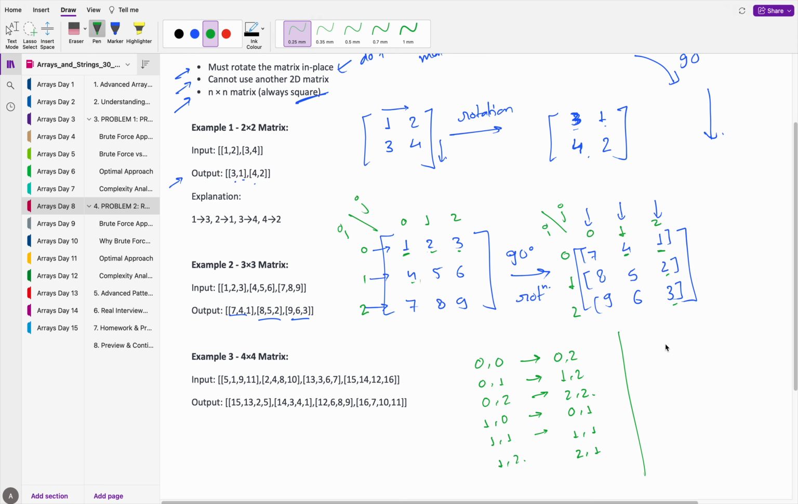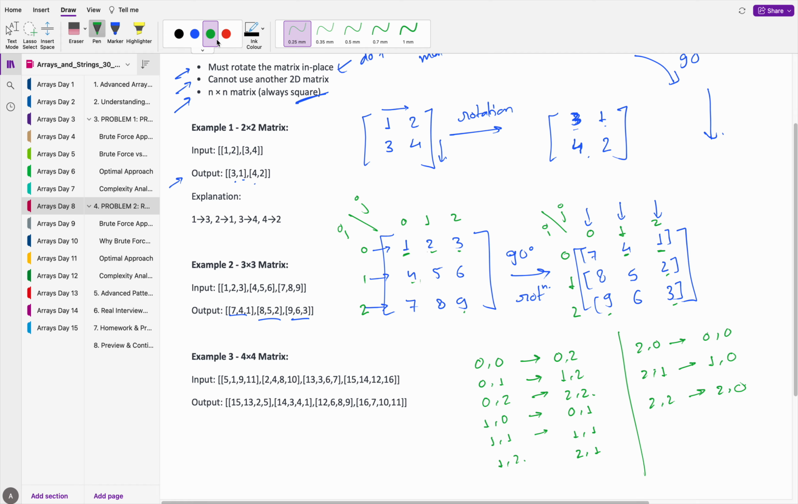Let's look at the third row. Where did 2 0 go? 7 went from 2 0 to 0 0. Where did 2 1 go? 2 1 was 8. 8 went to 1 0. Then 2 2, where did it go? 9 went to 2 0.